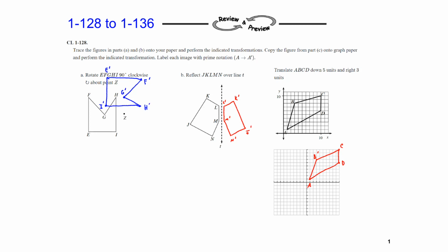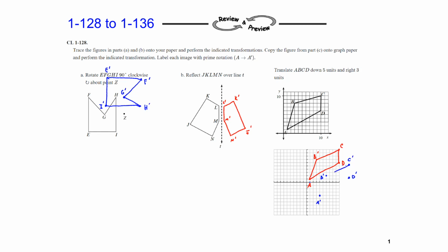So start with point A, 1, 2, 3, 4, 5, and then 3 to the right. So that's A prime. B, down 5, 1, 2, 3, 4, 5, and 3 to the right. B prime. Now C, we're going to run out a little bit of room, so we'll just kind of guess here, but 1, 2, 3, 4, 5, and 3 to the right. 1, 2, we'll say it's right here. That's C prime. D, 1, 2, 3, 4, 5, 3 to the right as well.